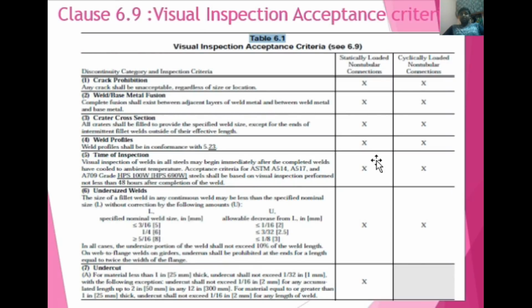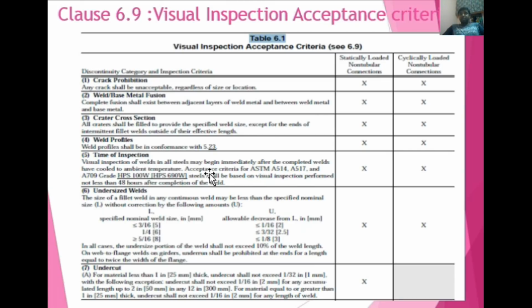This is a very important visual inspection acceptance criteria. You see here crack prohibition, weld/base metal fusion, crater cross section. There are two categories: statically loaded non-tubular connections and cyclically loaded non-tubular connections. Any type of crack is not acceptable. It is unacceptable. Complete fusion shall be there in both cases. Crater cross section and weld profile shall conform to 5.23.